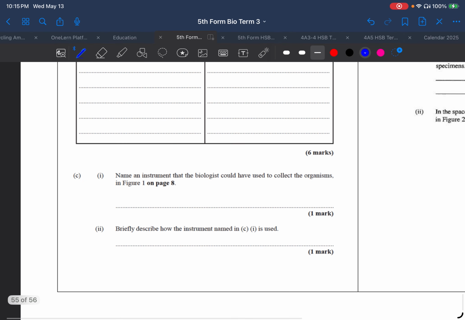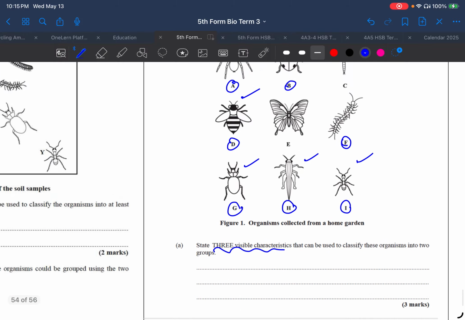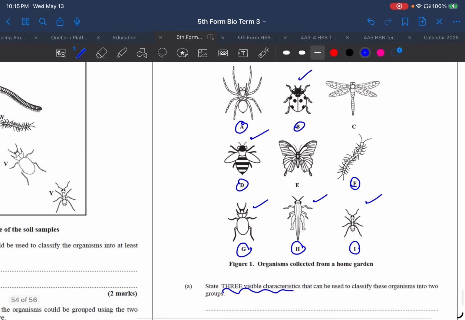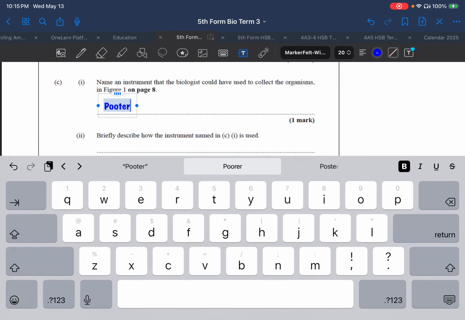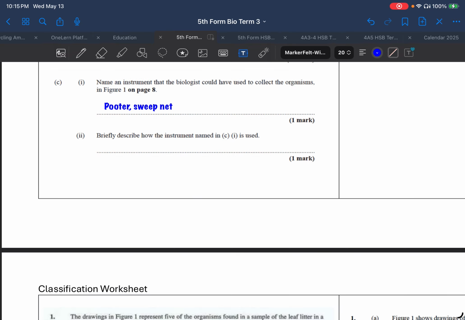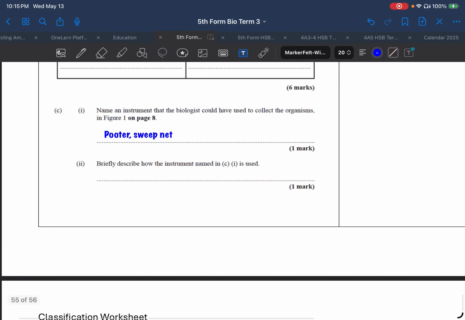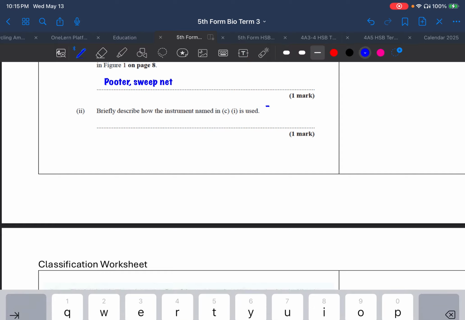So, state the name of an instrument that the biologists could use to collect the organisms. Well, for the smaller ones, maybe they might use a pooter, where they suck air from one end of a jar that pulls in the organisms, or maybe for the flying ones, they might use a sweep net. And that's from the sampling methods from the beginning of the syllabus. And briefly describe how you would use any of these.